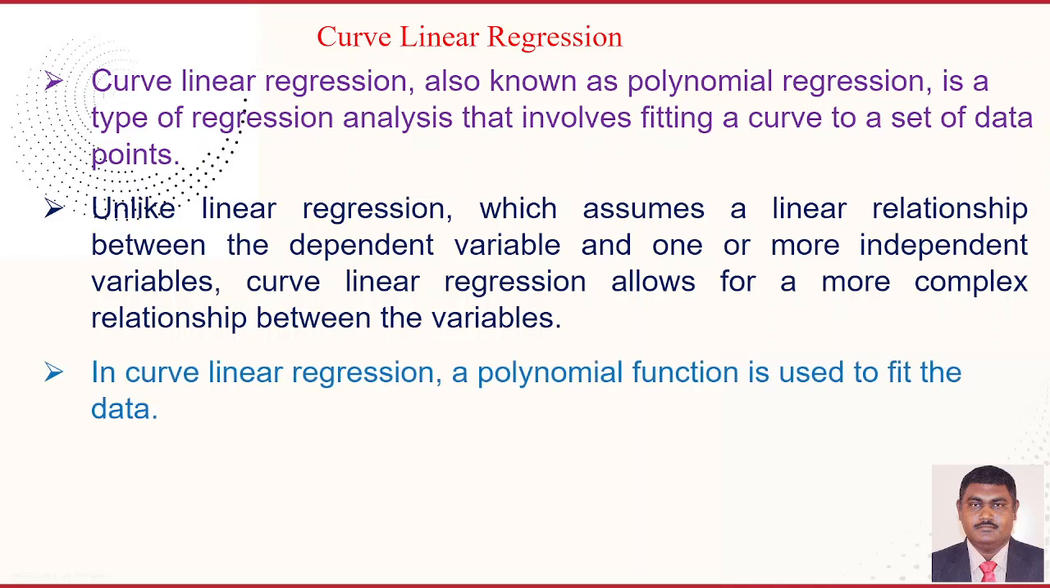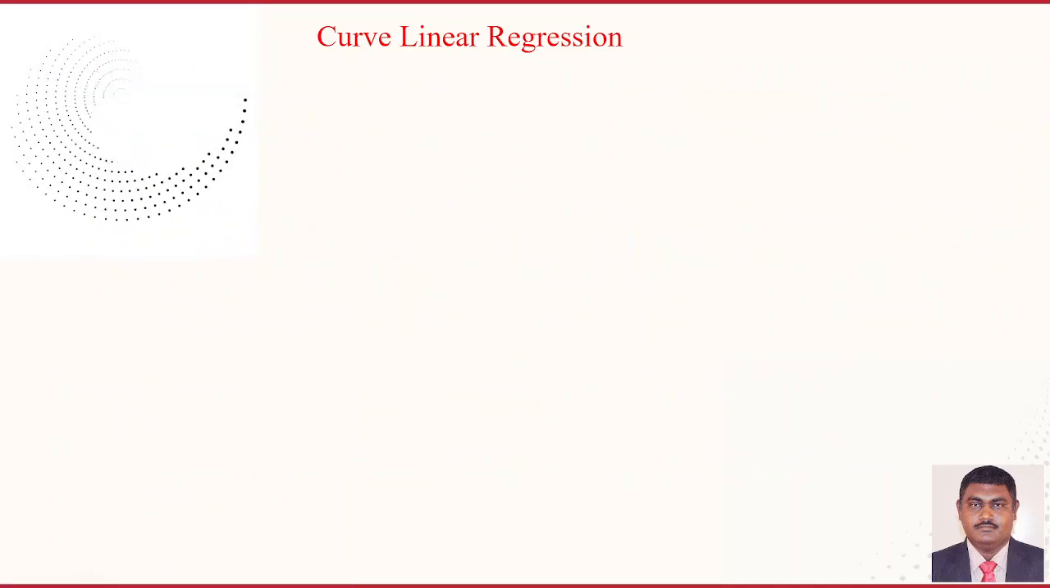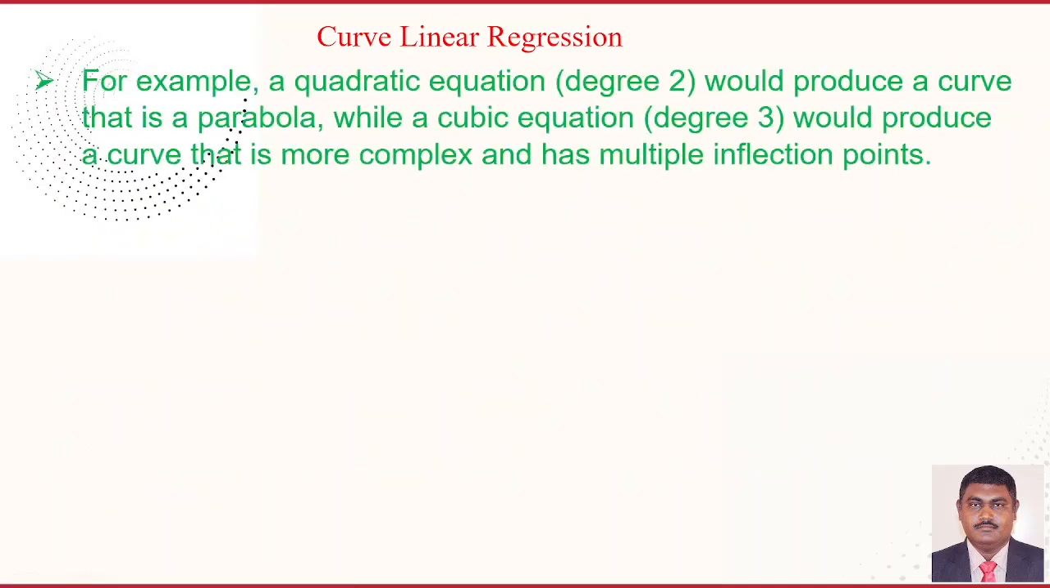So in curvilinear regression, a polynomial function is used to fit the data. The degree of the polynomial determines the complexity of the curve. For example, a quadratic equation, that is to the power of 2, would produce a curve known as a parabola, while a cubic equation, degree of the power 3, would produce a curve that is more complex than the parabolic curve and has multiple inflection points.